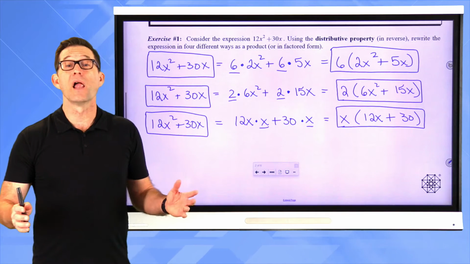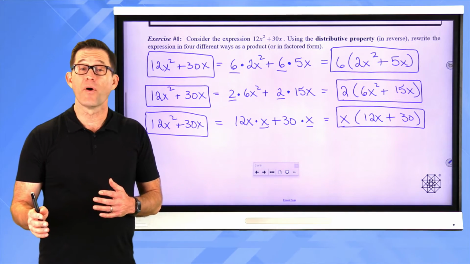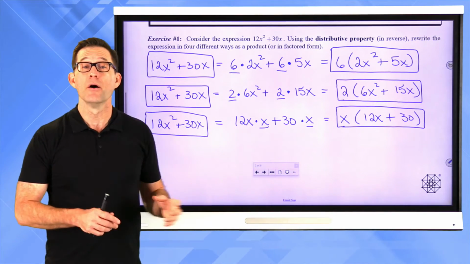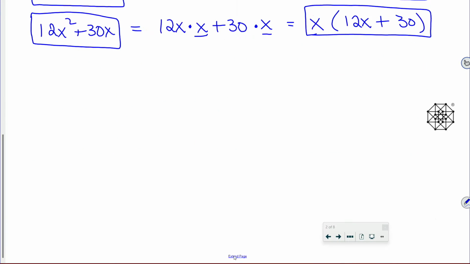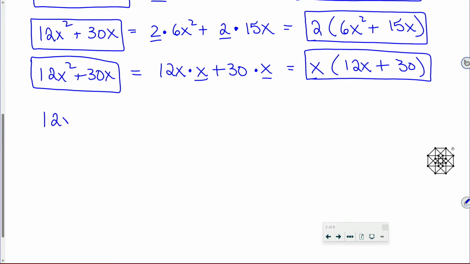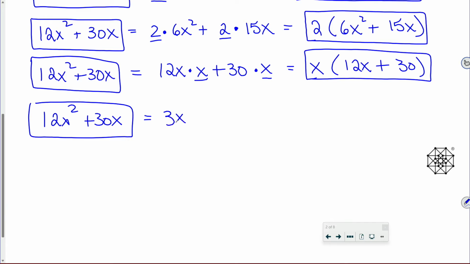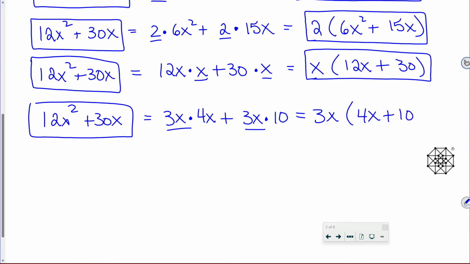All right, well, there's a lot of different ways, and many of them involve both using the x that we had here plus another number. So for example, another nice one would be to say something like, well, I can take both 12 and 30, and I know 3 goes into both of them, and maybe I'll have that x come along for the ride. I could write 12x squared as 3x times 4x, and I could take 30x and write that as 3x times 10, right? So I have this common factor now of 3x.